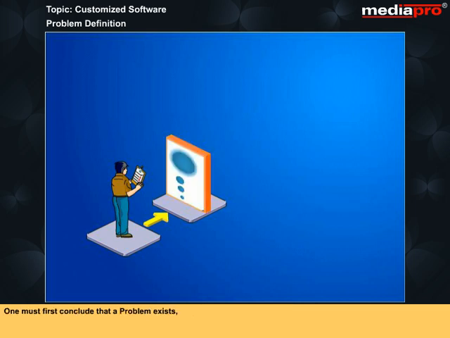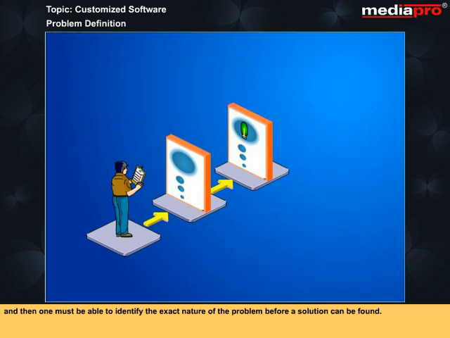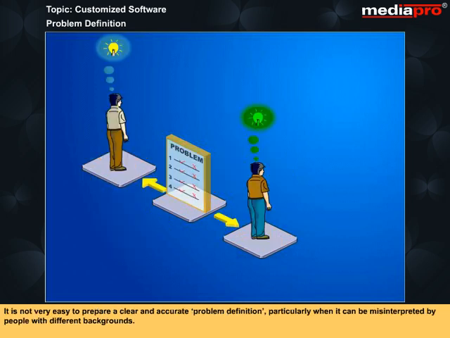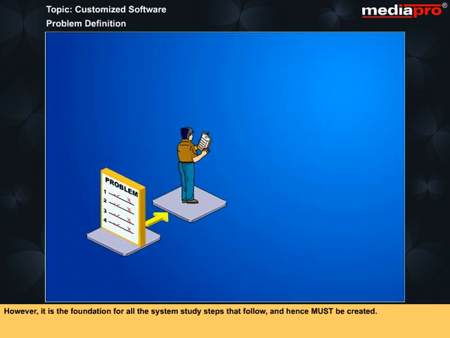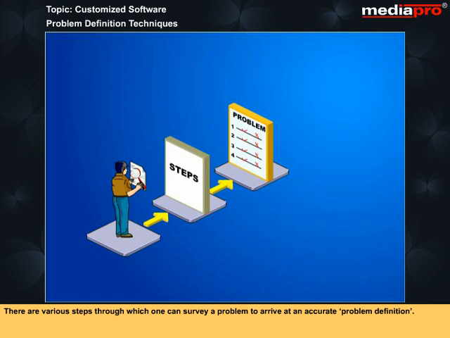One must first conclude that a problem exists, and then one must be able to identify the exact nature of the problem before a solution can be found. It is not very easy to prepare a clear and accurate problem definition, particularly when it can be misinterpreted by people with different backgrounds. However, it is the foundation for all the system study steps that follow and hence must be created. There are various steps through which one can survey a problem to arrive at an accurate problem definition.